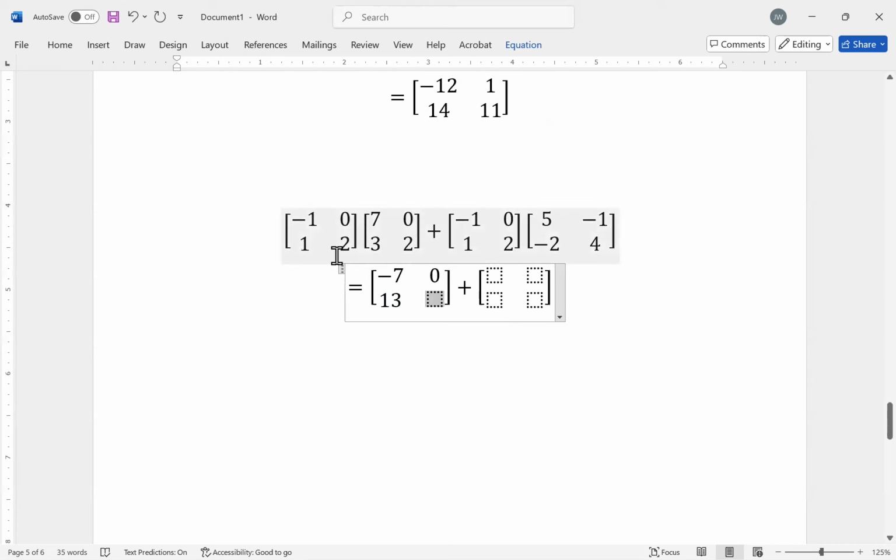And then 1, 2 times 0, 2. 1 times 0 is 0. 2 times 2 is 4. So I'll get a 4 there.